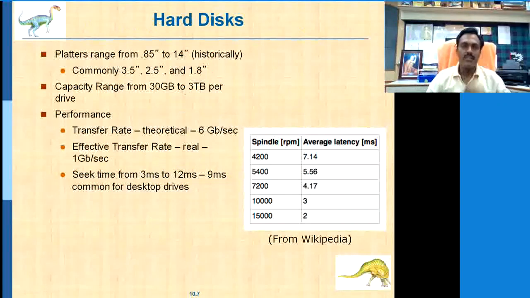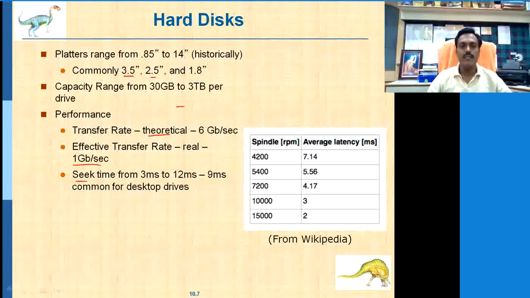Now the hard disk contains many platters, and the size ranges from 0.85 inch to 14 inch. Commonly it is 3.5, 2.5 or 1.8 inch. Now the capacity of a hard disk ranges from 30 GB to 3 TB. Now the performance of a hard disk depends upon the data transfer rate. Theoretically it is 6 GB per second, but practically it is 1 or 2 GB per second.